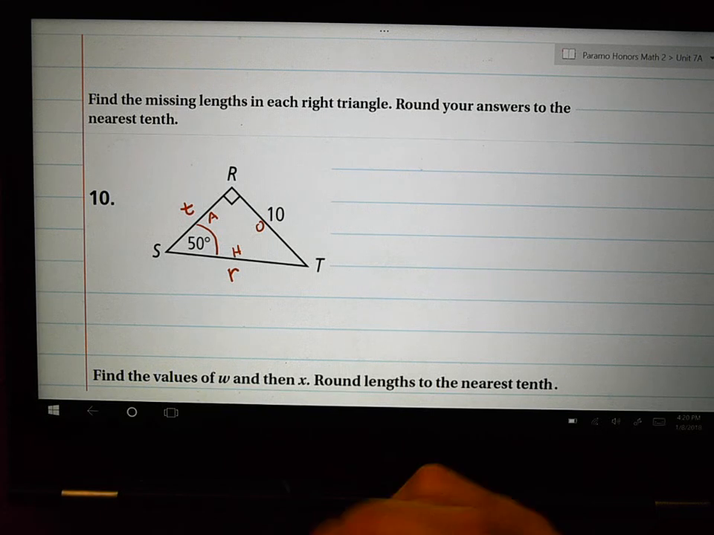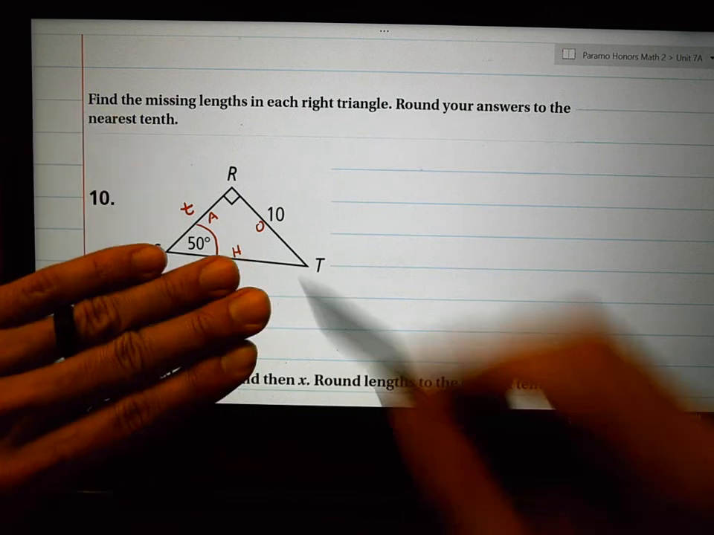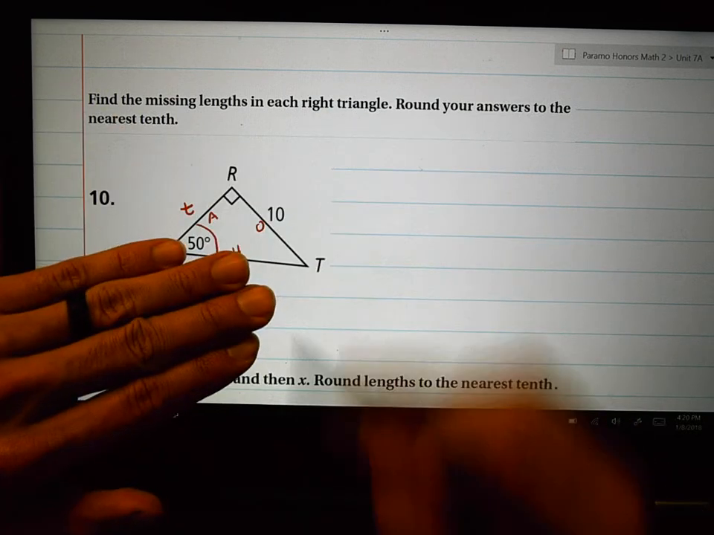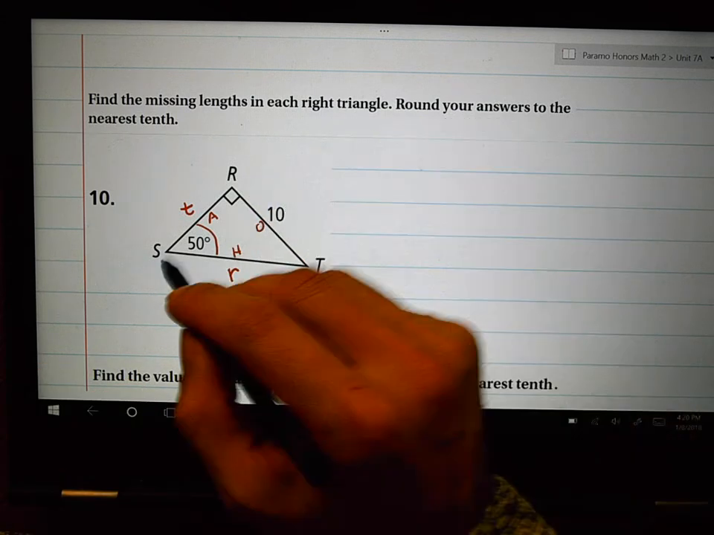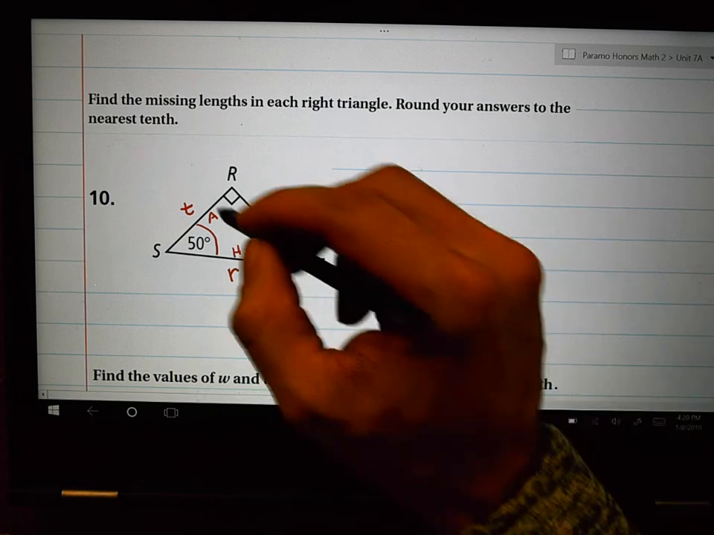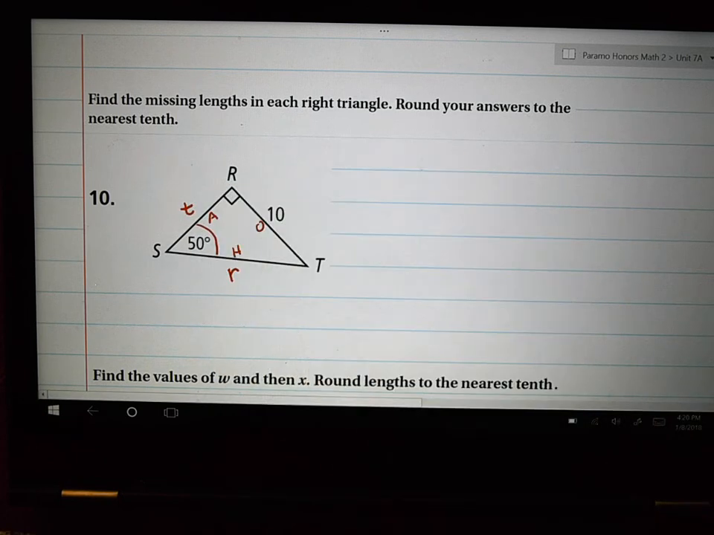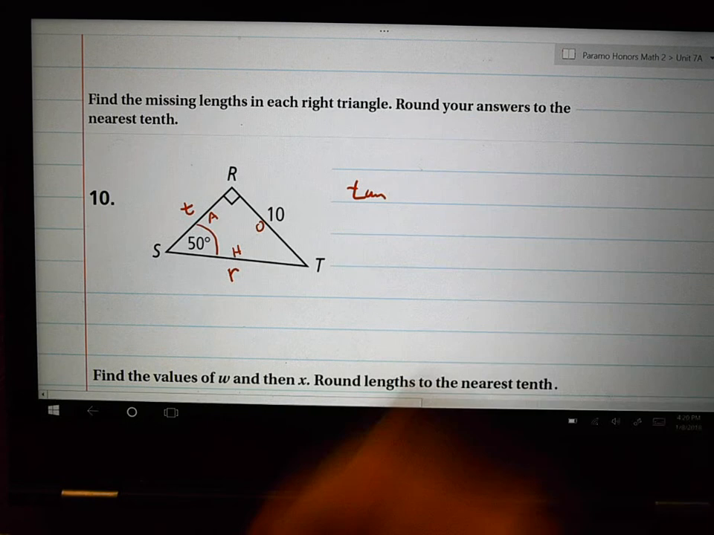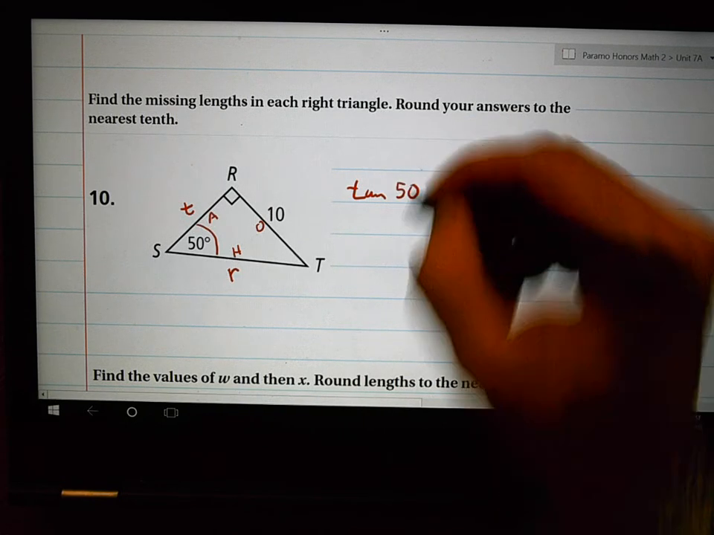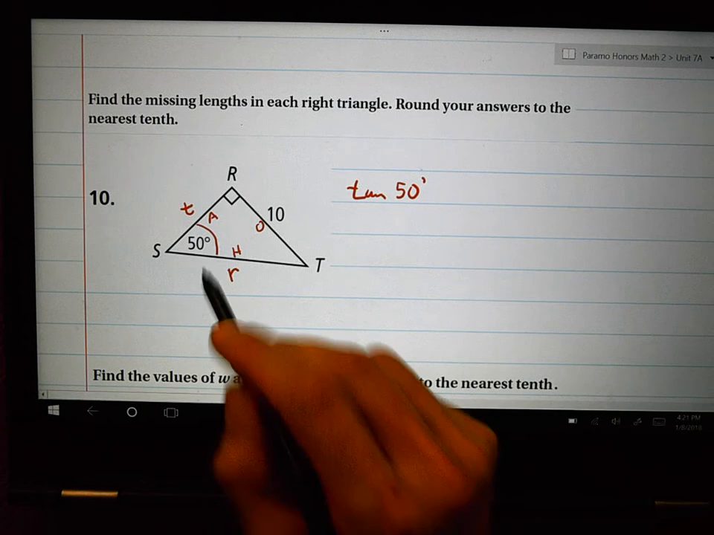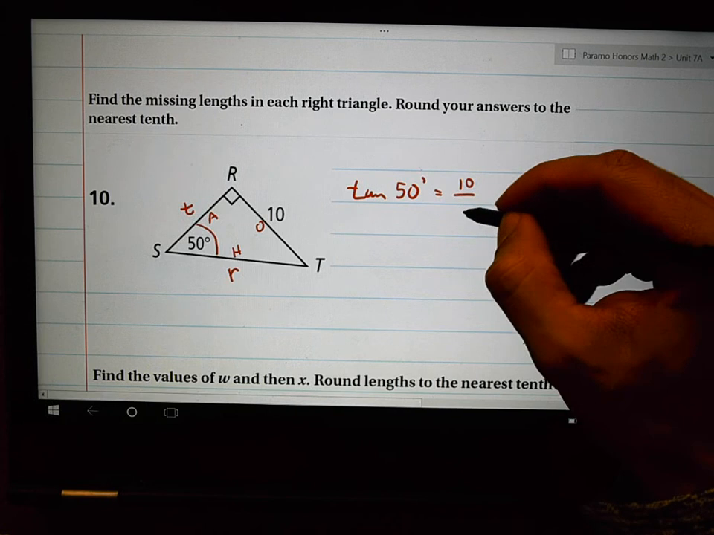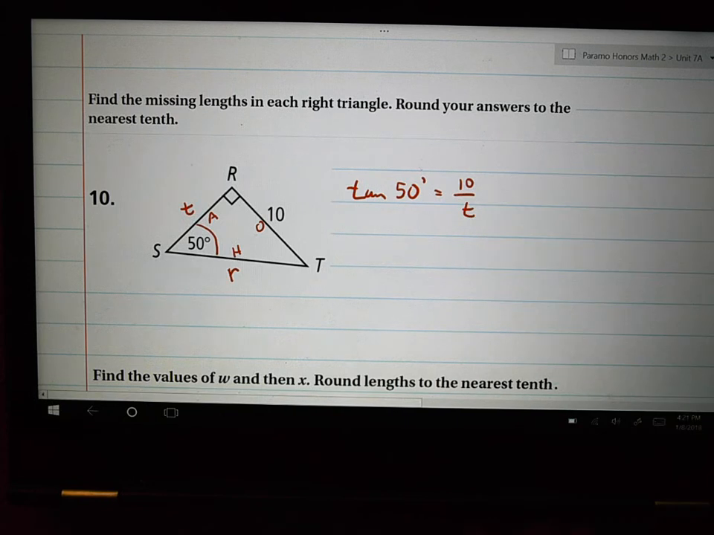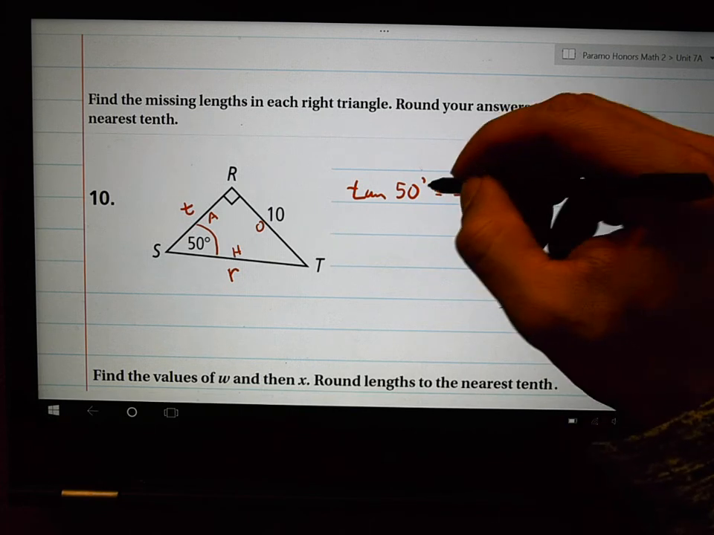So what I'm going to recommend is let's find T first, because that has something we don't know and something we do know, plus it gives me something else to talk about. I have an O and an A. OA. I'm hoping you're thinking tangent. That's the trig function you have to decide you're going to use. You use your angle as well. Tangent of 50 degrees is equal to OA, 10 over T.